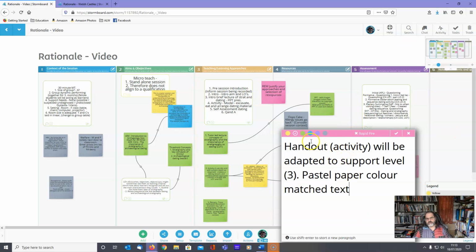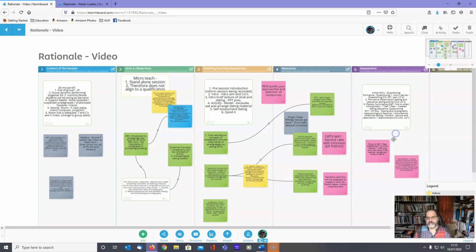I'm also going to use pastel coloured paper. Blue is normally a good choice. Green is quite good. Pastel coloured paper is more supportive for dyslexia and Irlen's. That's a universal design for learning approach, because remember, I don't know for sure, I only suspect.